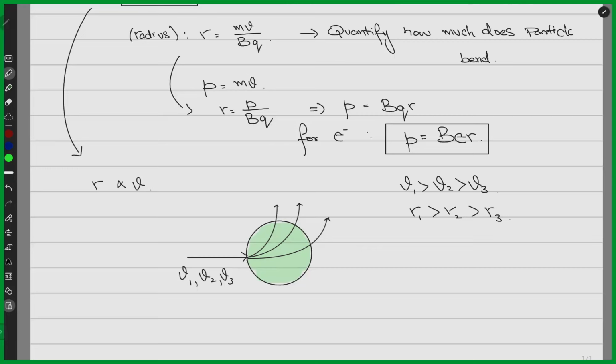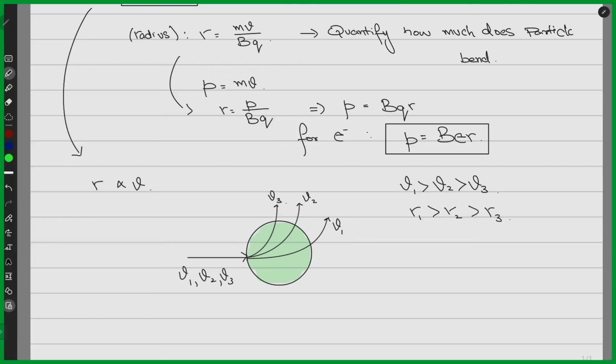Can you tell me which path is for particle 1 or velocity 1, which path is for velocity 2, and likewise which one is for 3? The rightmost is for V1. This one? Yes. Okay, so this is V1. Then what about this one? V2. V2. And that leaves this one as V3.